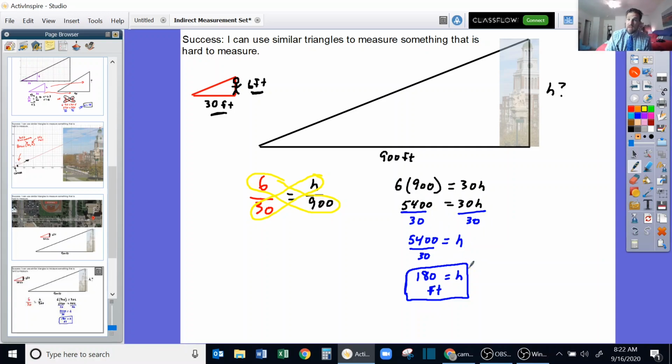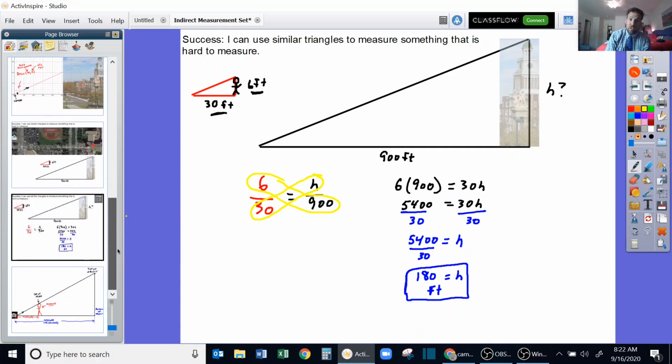And what I find out is that tower that I couldn't measure otherwise, I couldn't just walk all the way up to the tippy top of East High School and drop a tape measure all the way down. I can measure that indirectly by using these similar triangles. And what I find out is that the tower is about 180 feet. Now, I've actually done some research, and it is very, very close to that value, almost exactly.